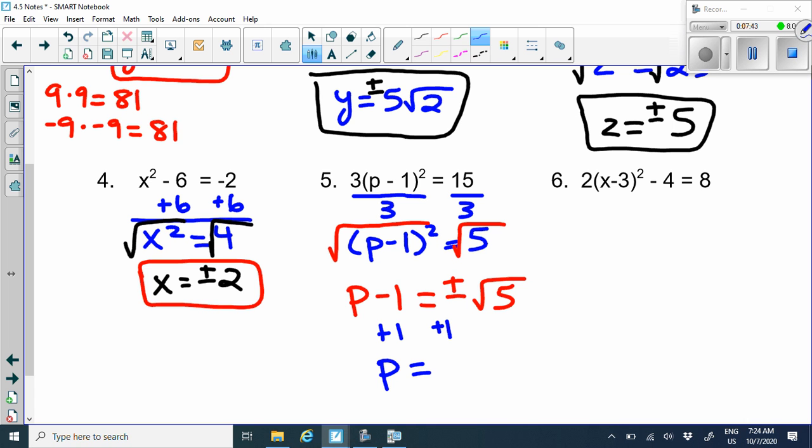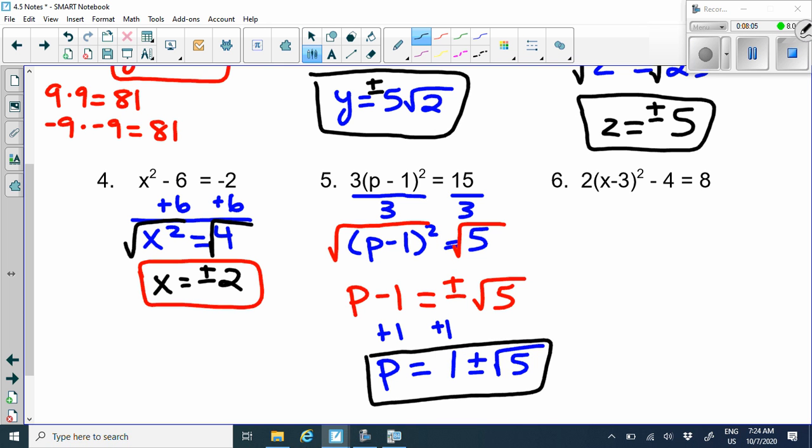So how we're going to write this is I'm going to put that plus 1 in front of the plus minus, and then I have my square root of 5. So really my two solutions here are going to be 1 plus square root of 5 and 1 minus square root of 5. But we can combine it just as 1 plus or minus square root of 5. So that's going to be our final answer.